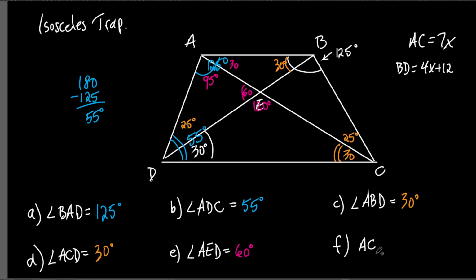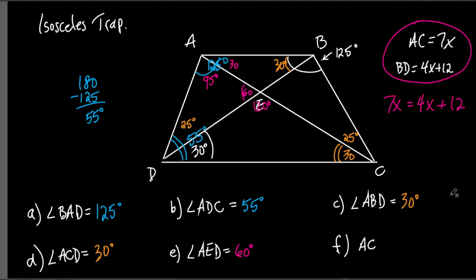All right. Last one, AC. Now remember, we haven't even used this stuff yet, have we? Because it's the length of the sides. So AC, which is this whole diagonal, is 7x. BD, which is the whole other diagonal, is 4x plus 12. What did we just learn a few minutes ago about the diagonals of an isosceles trapezoid? They're equal to each other. So guess what we're going to do with these two things? Let's set them equal to each other, which we've done dozens and dozens of times.